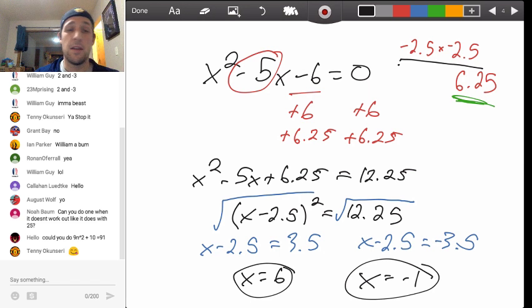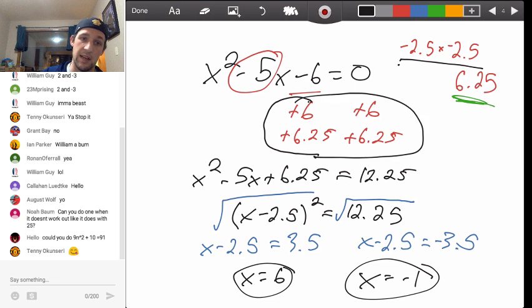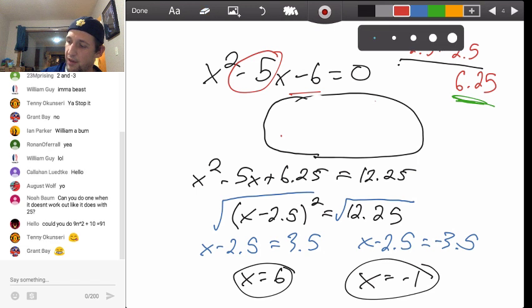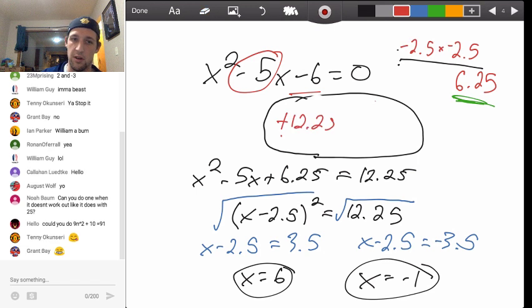So that was an example of one where that number did not work out correctly. Looking back up, all I did is turn that negative 6 into a 0 by adding 6, and then I added 6.25 because that was the number I wanted it to be, and I did the same thing on both sides. Alternatively, I could have simply added 12.25 to both sides because that would have turned my negative 6 into a positive 6.25.